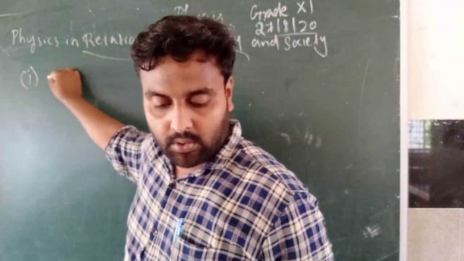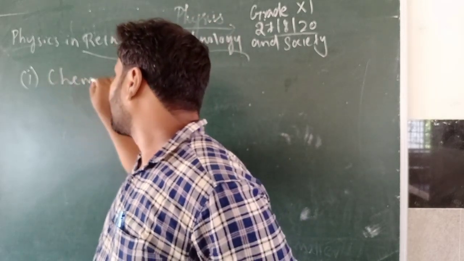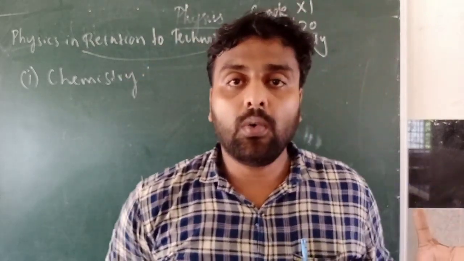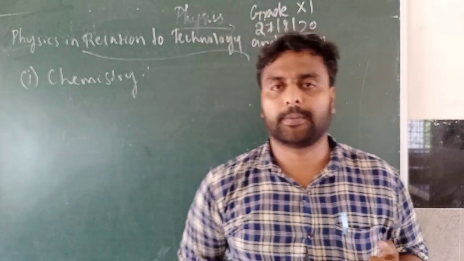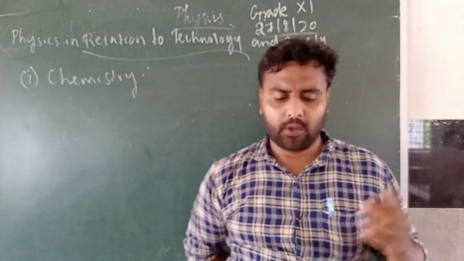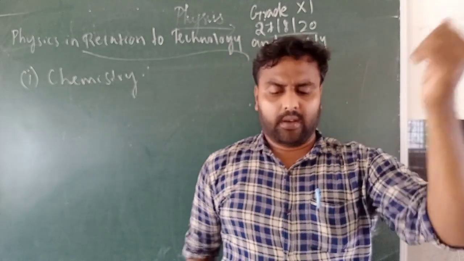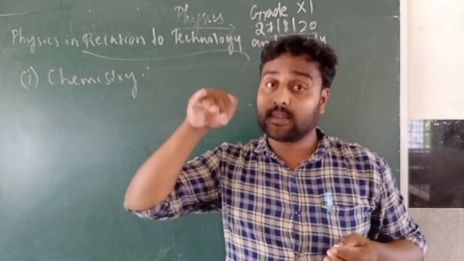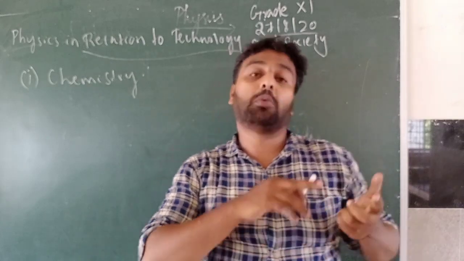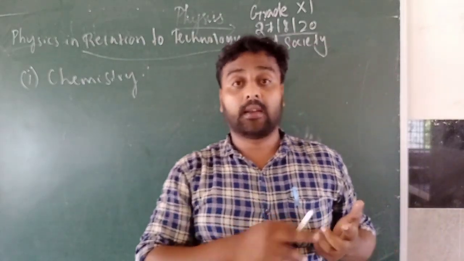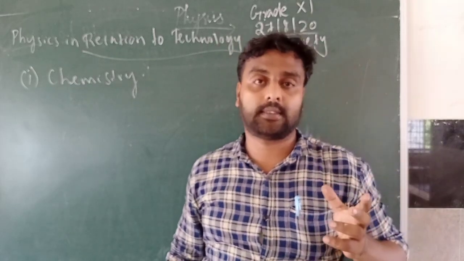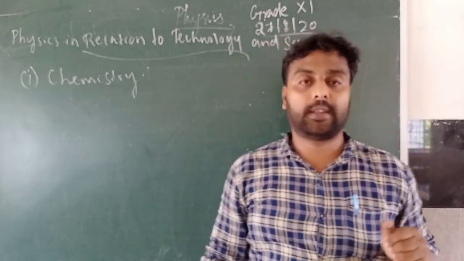Physics in relation to chemistry. You can see page number 6. How is physics related to chemistry? In physics we are studying about the structure of the atom, about radioactivity, about X-ray diffraction, and all these studies help the chemistry researchers to arrange the periodic table.